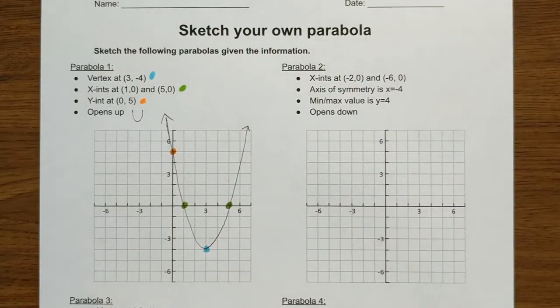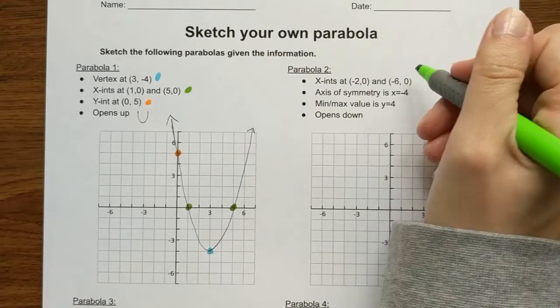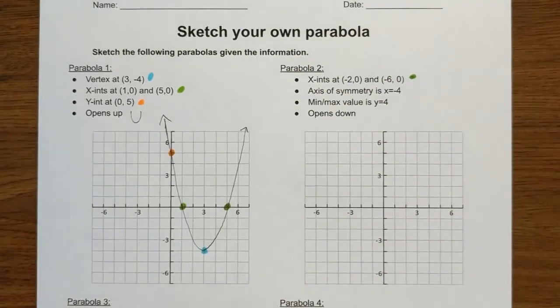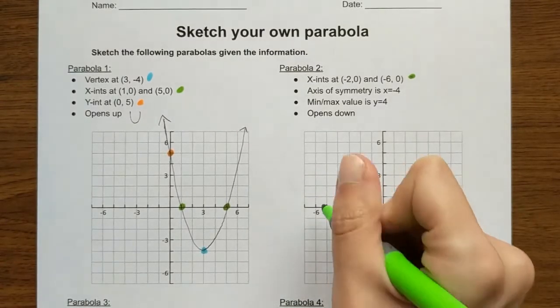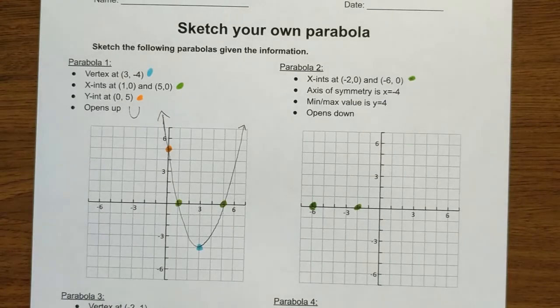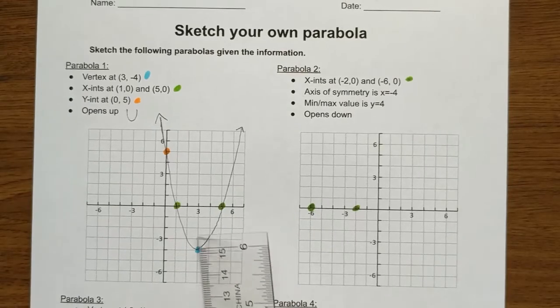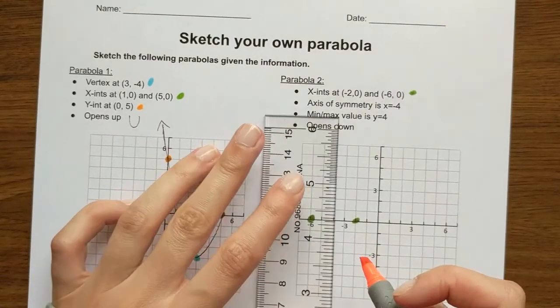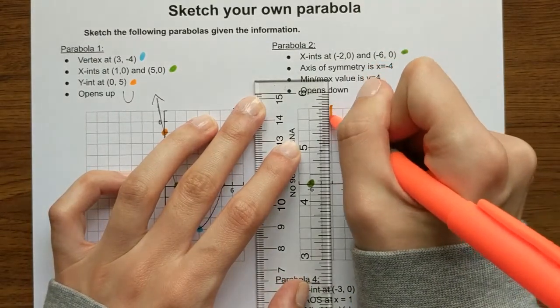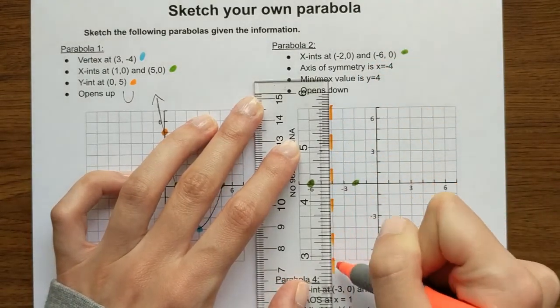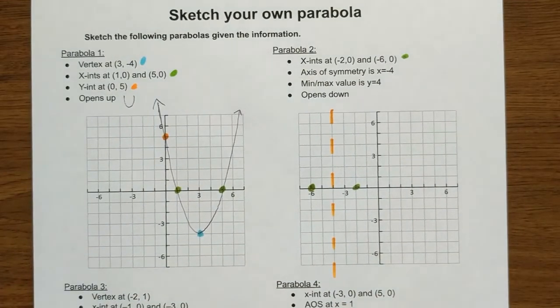We have two x-intercepts. Again, I'm going to do x-intercepts in green. My x-intercepts here are at -2, 0 and -6, 0. I have been told that I have an axis of symmetry at x is equal to -4. So that means that I have this vertical line here that is halfway down my parabola. So I'm just going to draw my dotted line. So I know that that's going to be the halfway point.